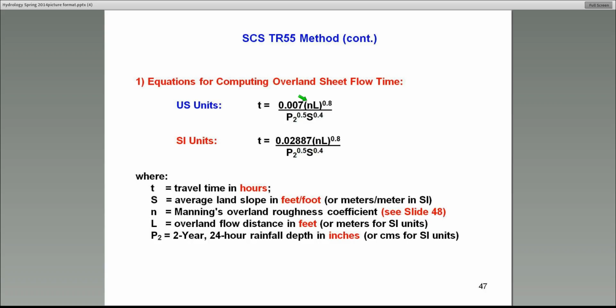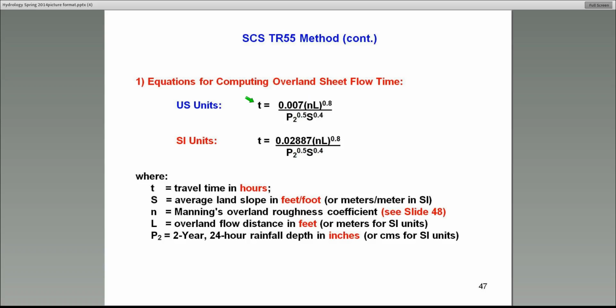The only other thing it needs is this N. This is not the typical Manning's N that you see in concrete pipes or something. It is basically the overland flow roughness, trying to capture that. And L is, of course, the length of the overland flow distance in feet. This time, by the way, comes out in hours.